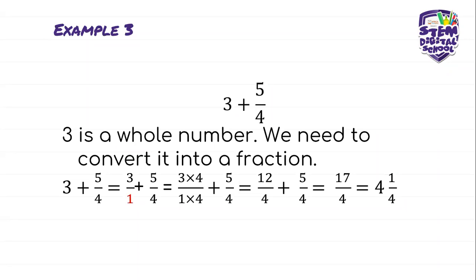And how do you do that? You will say, 4 goes how many times into 5? It goes once, and then the remainder is 1 over 4. Right? So 5 over 4 is the same as 1, that's whole number 1, and then 1 over 4.